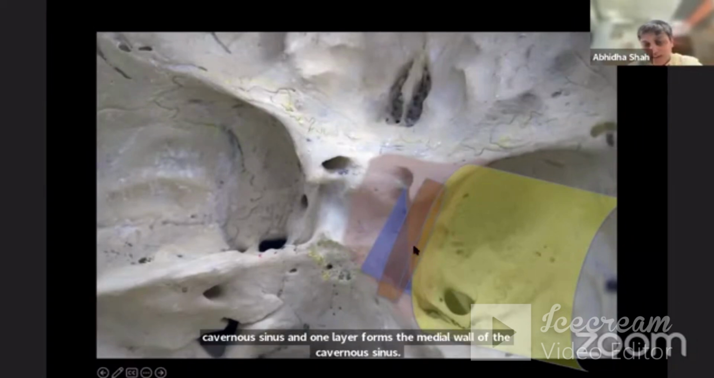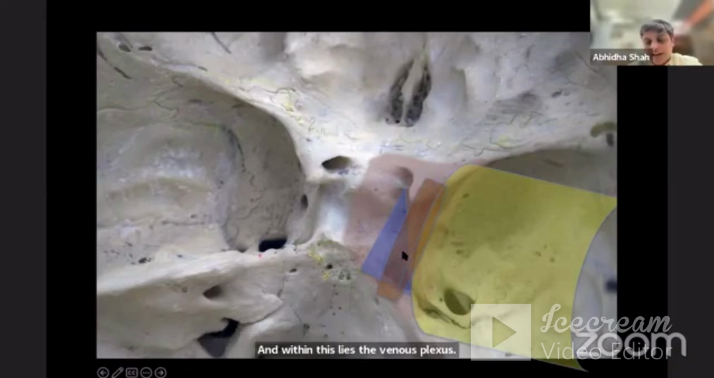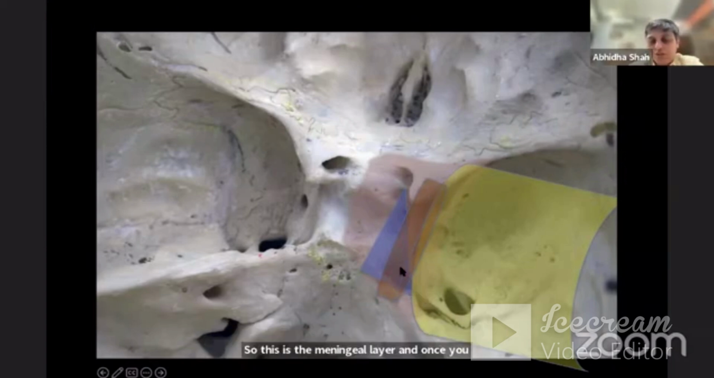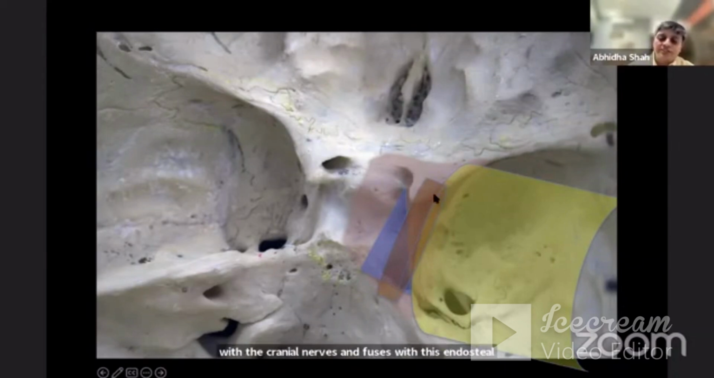Now, what is this inner ring that I have drawn here? This is the part of the dura and arachnoid that runs with the cranial nerves. So this is the meningeal layer. Once you peel this layer, you will see this layer of the dura that runs with the cranial nerves and fuses with this endosteal layer. And that is your inner layer of dura of the lateral wall of the cavernous sinus.